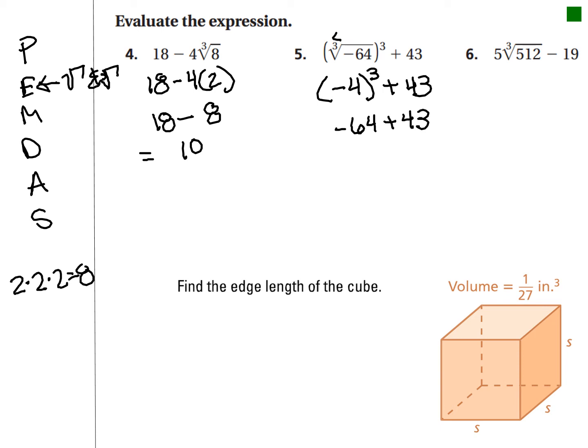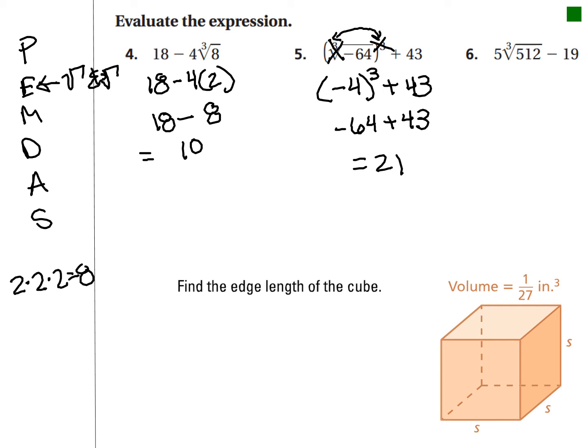Isn't that weird? I talked about this before. These two, cube root and cubing, are inverses, so they undo each other. It's like we never did those operations, and we could have just left it as negative 64. Negative 64 plus 43 is negative 21.